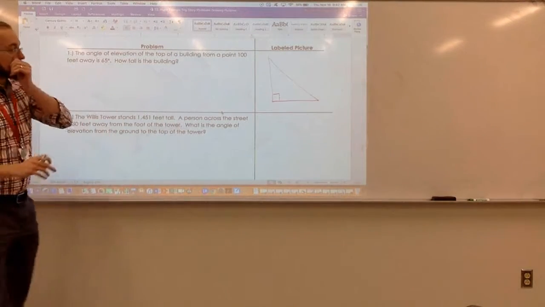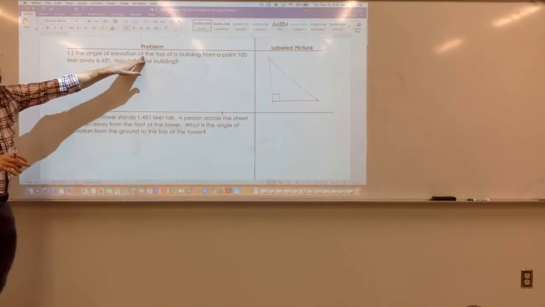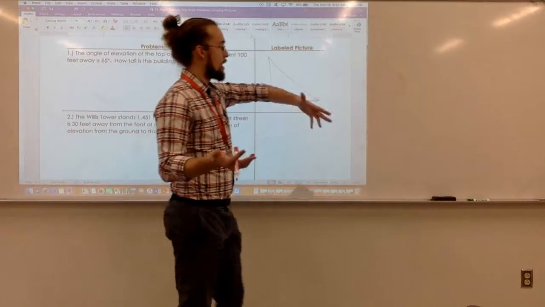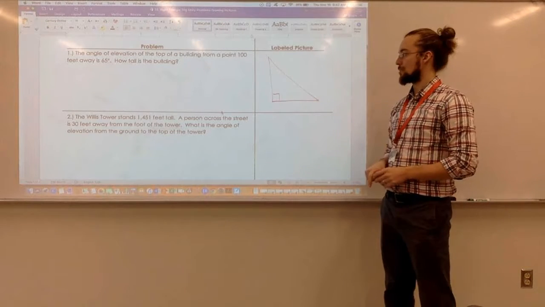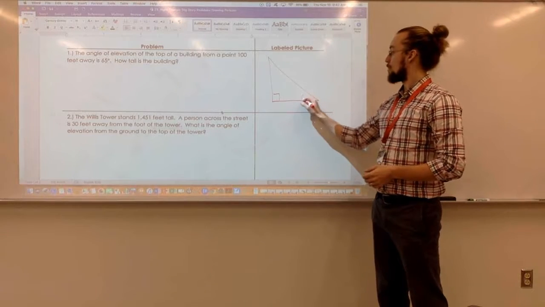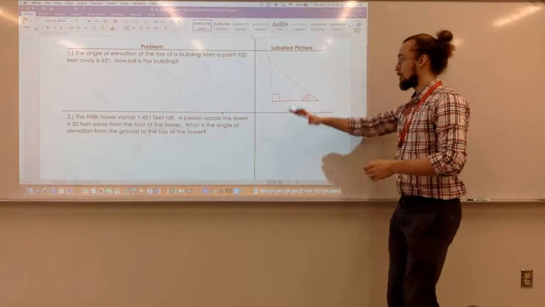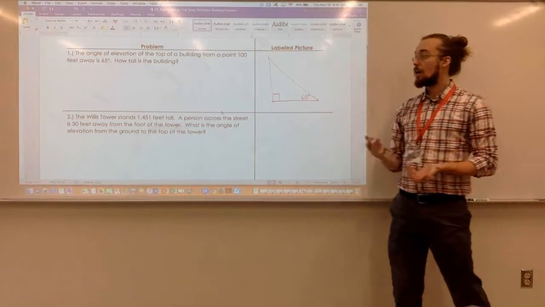So this first one says the angle of elevation of the top of a building from a point 100 feet away is 65 degrees. So what is this angle of elevation? Where is that? Is that this angle or this angle? Which one should be the 65? Right, the bottom one. So that's the one that's looking up at the top of the building. This is angle of elevation, so I'm looking up.